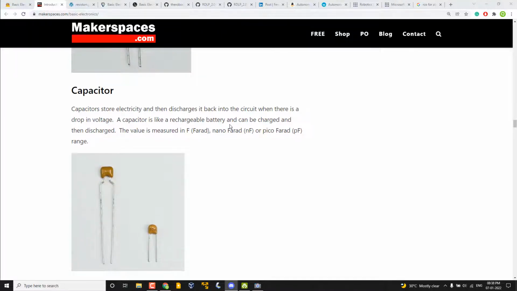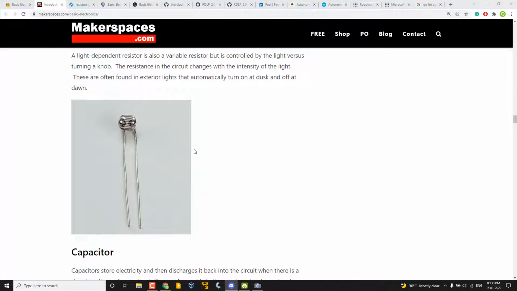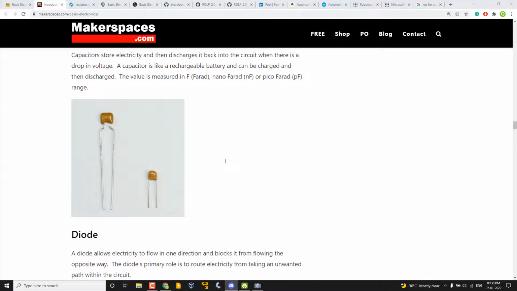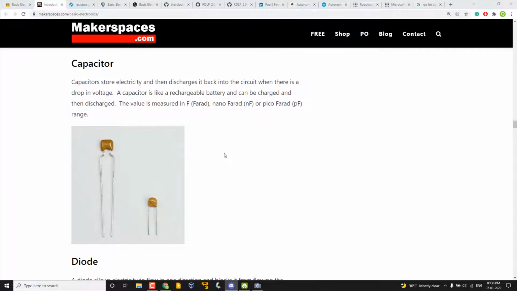Okay, capacitors, which can store electricity. It can store the charges. That is what capacitors do. It has two terminals, like a resistor, and it can be charged. There are many purposes for capacitors, like filtering, and its unit is farad.